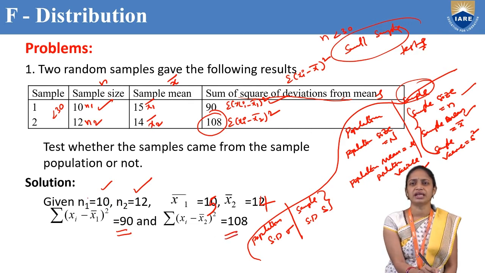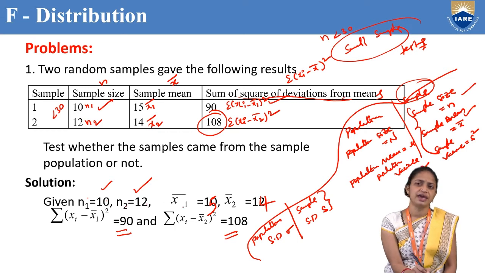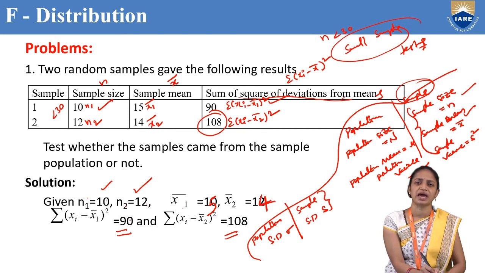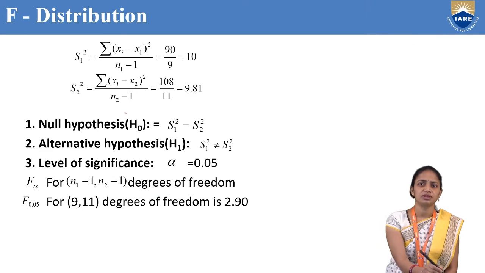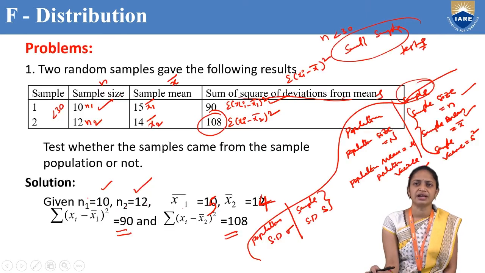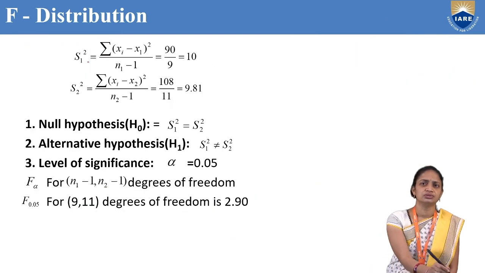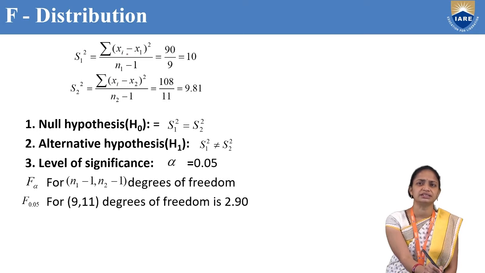So n1 equal to 10, n2 equal to 12, x1 bar equal to 15, and x2 bar equal to 14. Summation xi minus x1 bar whole square equal to 90 and summation xi minus x2 bar whole square equal to 108. So we need to find s1 square and s2 square. Okay. So s1 square equal to summation xi minus x1 bar whole square divided by n1 minus 1. So this is our formula.